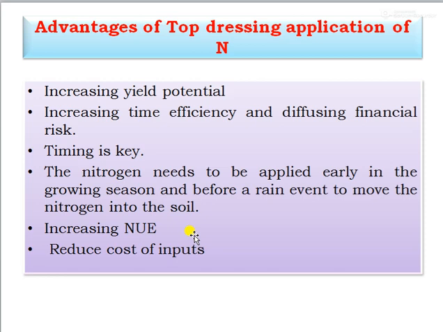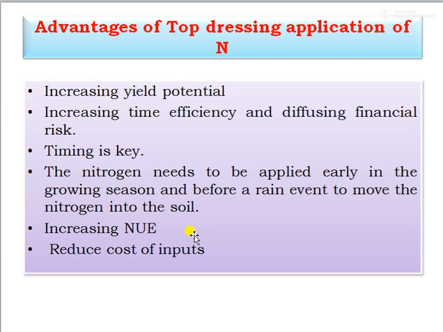Then next advantage, reducing the cost of inputs. When nitrogen is applied in splits instead of basal, there is less chance of losses, so ultimately the cost of inputs is reduced. If the nitrogen is applied as basal, there will be more chances of loss, because it is a highly mobile element, and there will be more chance of nitrogen losses in different ways.